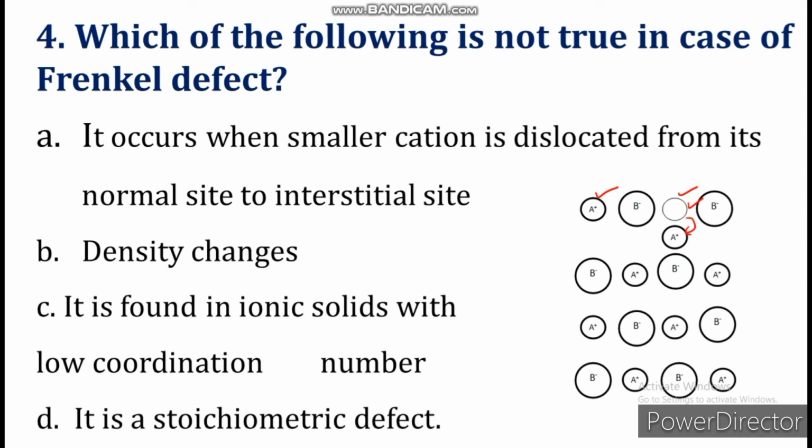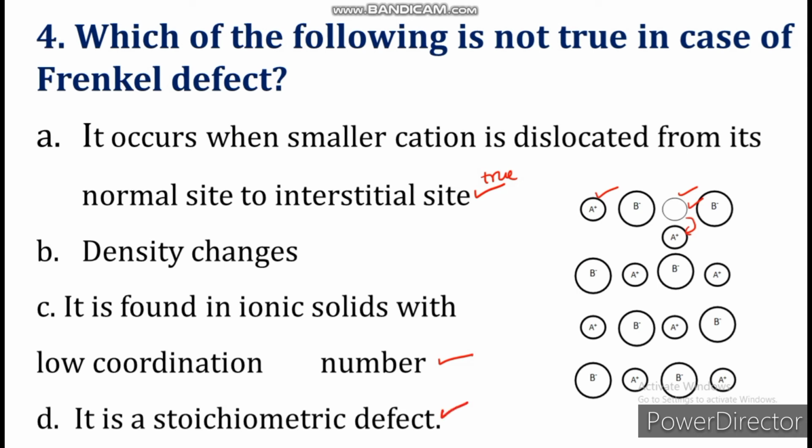They have asked which of the following is not true. So it occurs when the smaller cation is dislocated from its normal site to an interstitial site. This is true. Now I'll see option C. It is found in ionic solids with low coordination number. Obviously this is true. In ionic solids with low coordination number, Frenkel defect is seen. With high coordination number, we see the Schottky defect. It is a stoichiometric defect.